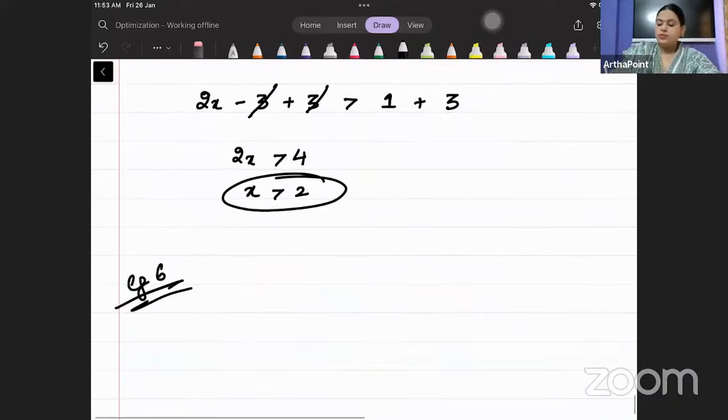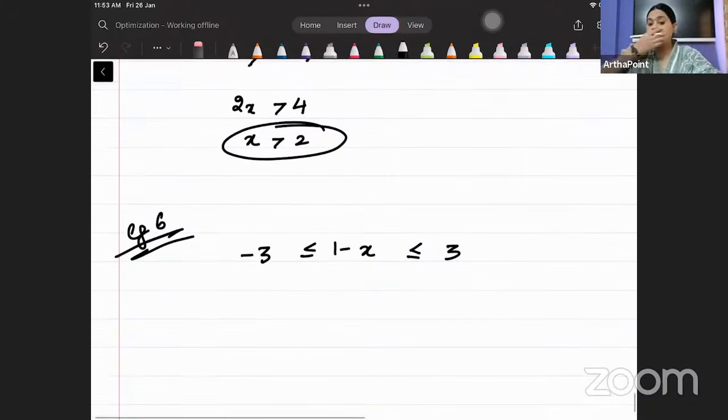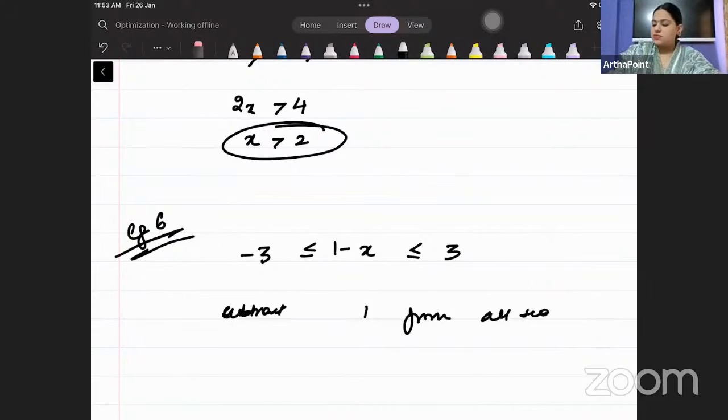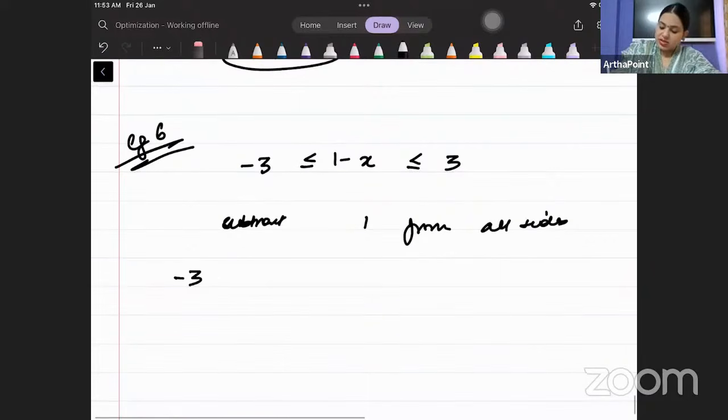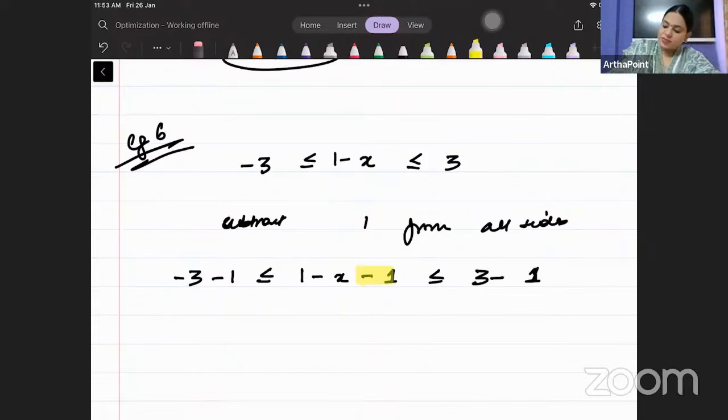Okay, take next example. So beta, this says 1 minus x should be between 3 and minus 3. तो दो inequalities है जिनको हमें एक साथ solve करना है. So what can I do? I can subtract 1 from all sides. Right, beta? So minus 3 minus 1 less than equal to 1 minus x minus 1 less than equal to 3 minus 1. So see that I have subtracted 1 from all sides.